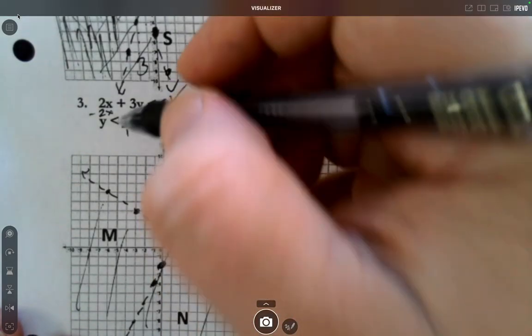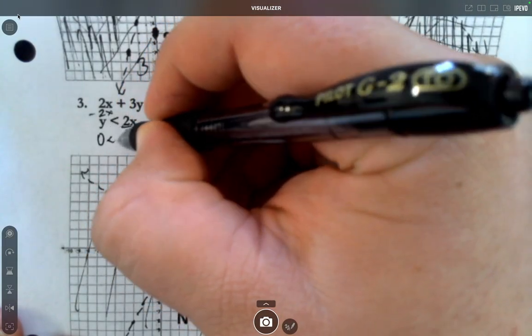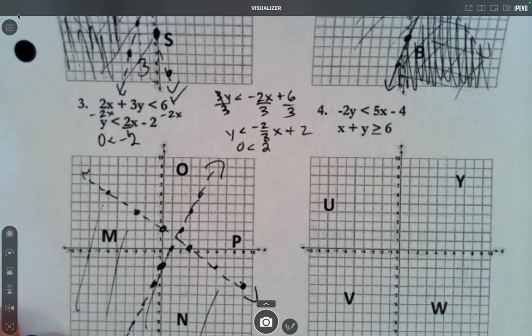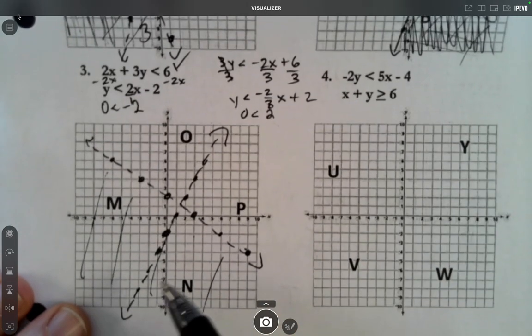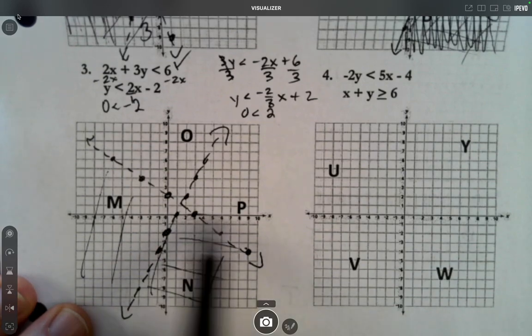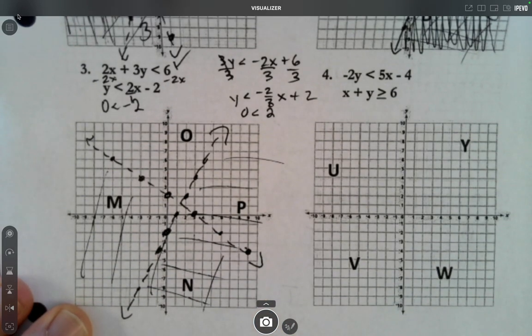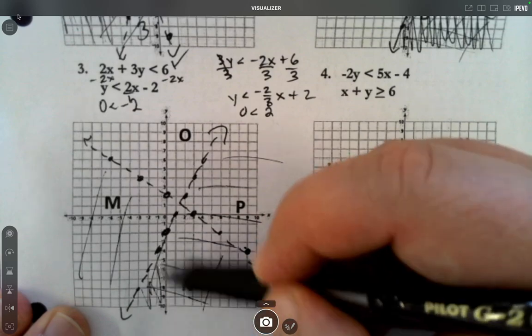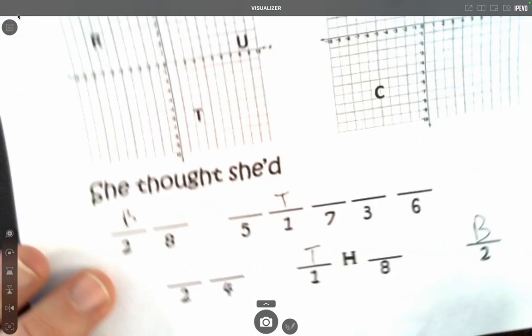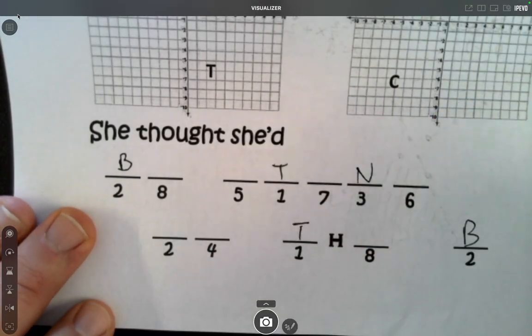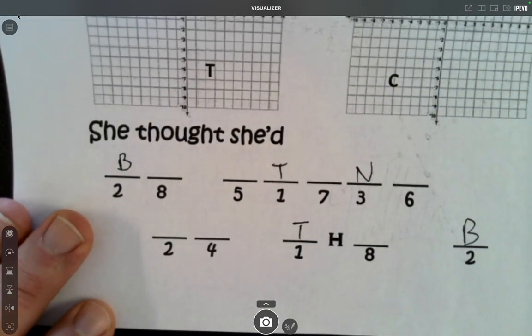And we can try 0, 0 again. We get 0 is less than -2. Not true. 0 is not less than -2. So 0, 0 is false for the line we just drew. So you need to shade it over on this side. So where the two of them are both true is in this bottom section where we see the letter N. So for question 3, the letter is N.